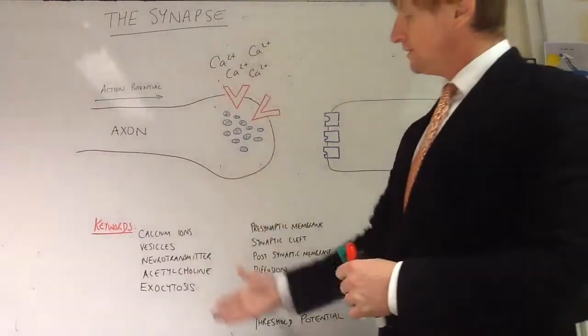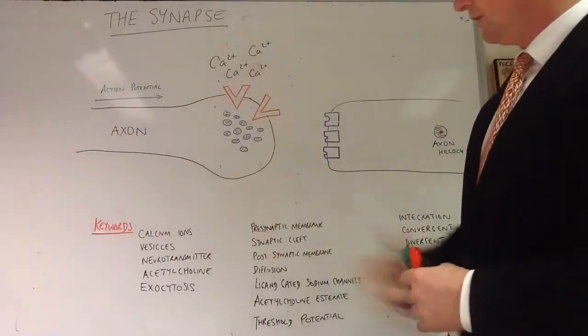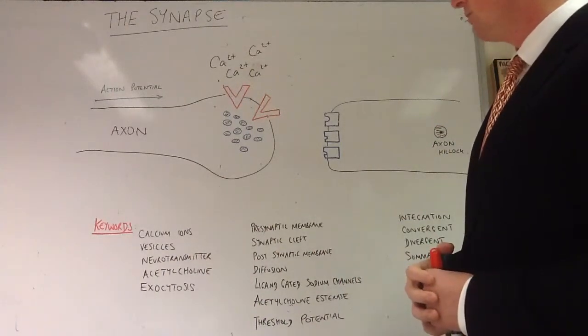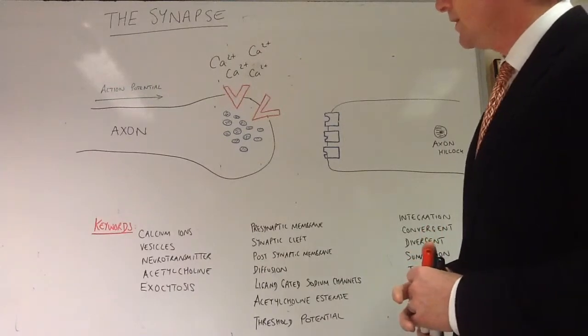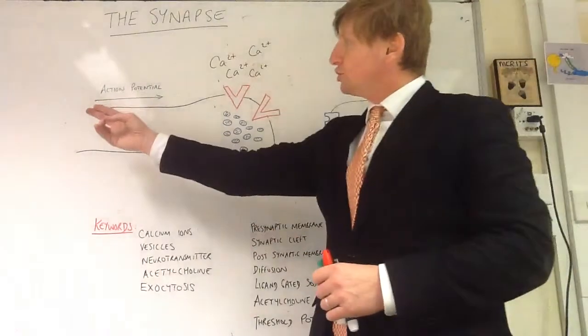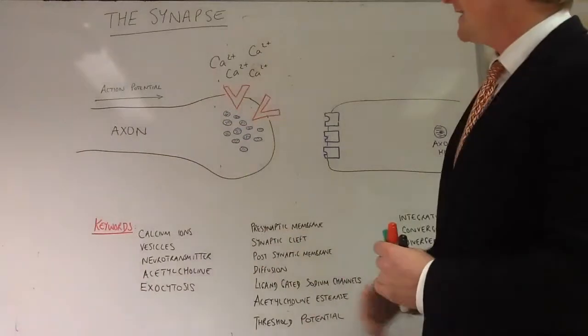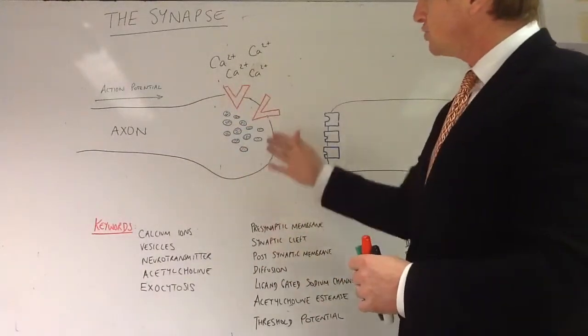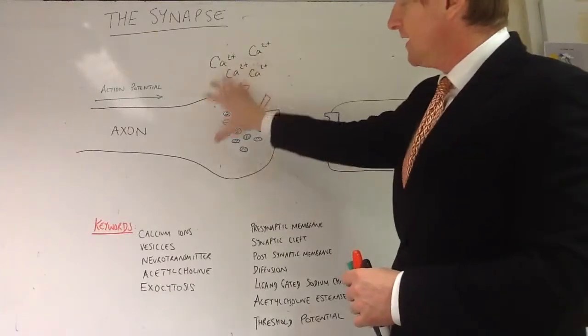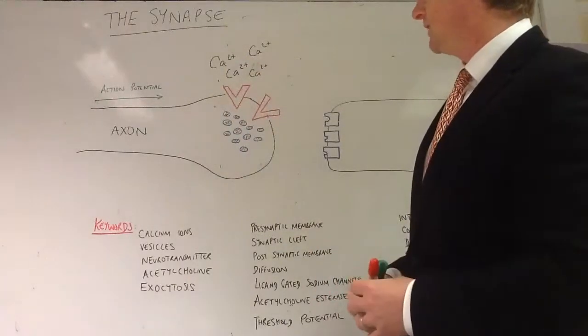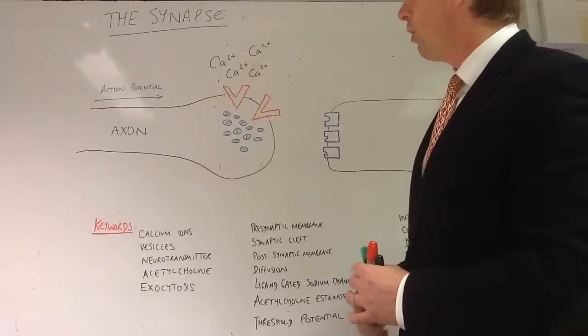I've written the keywords for this story along the bottom here, so please make sure that you're familiar with what each of them means and the fact that you can use them. So we have an action potential coming along an axon, and as it gets to the end, it comes to what we call a presynaptic membrane, and this bulbous shape is a presynaptic knob.